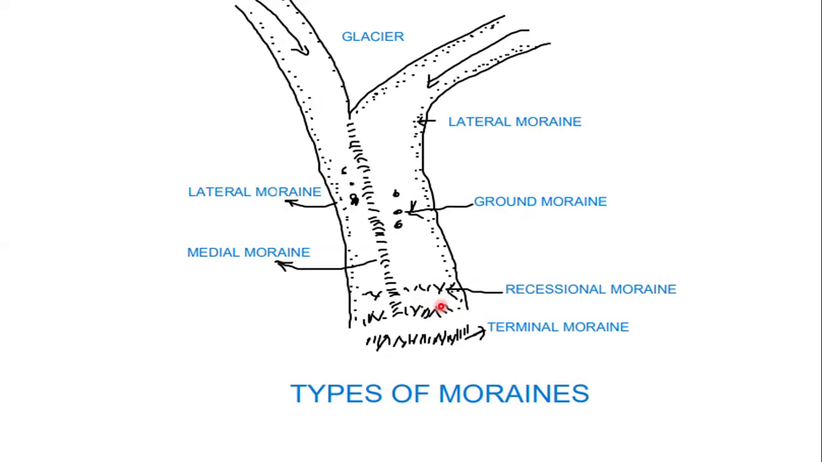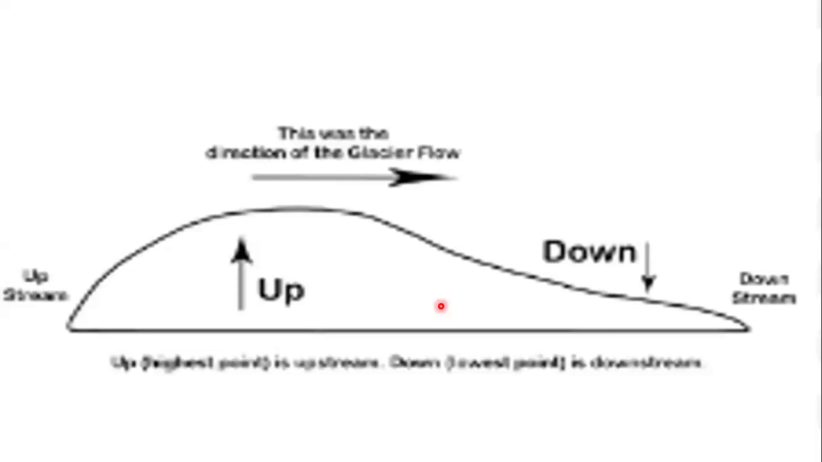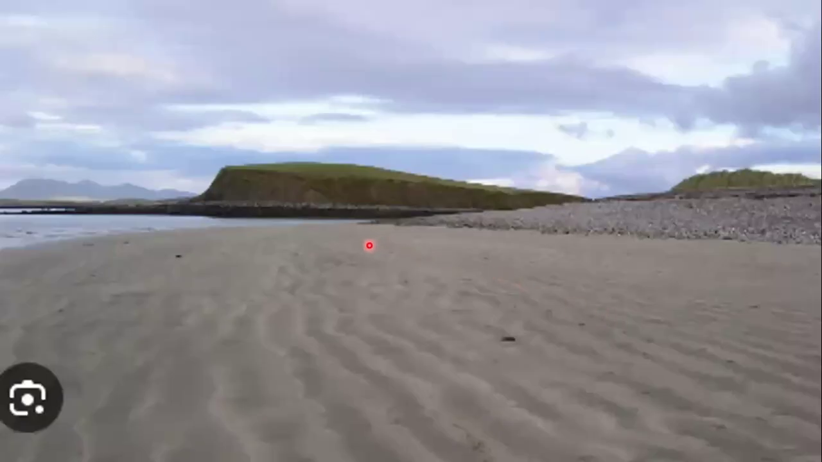There are certain fluvio-glacial deposits. This is a moraine. Fluvio-glacial deposits are formed when the glacier melts. Drumlins. Drumlins are hills like inverted boats found behind the lateral moraines. This is a drumlin.